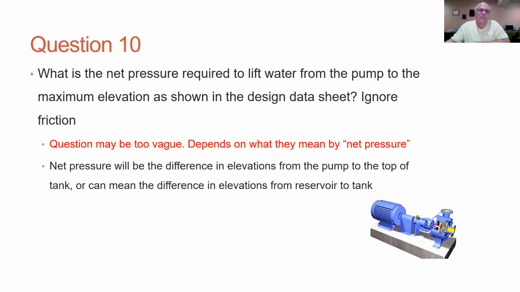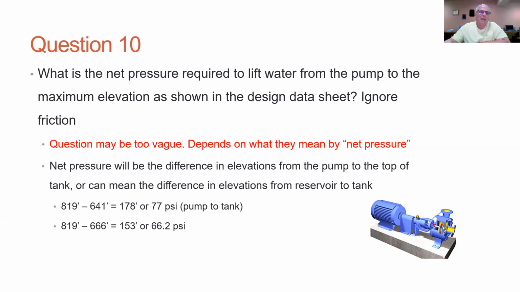Net pressure is going to be the difference in elevation from the pump to the top of the tank. But it could also mean the difference in elevation from the reservoir to the tank. I'm going to pick one and go with it. I'm going to take the 819, the top of the tank, minus the 641, which is the center line of the pump, and subtract them. I'm going to come up with 178 feet of head. When I convert that to pounds per square inch, I'm going to get 77 PSI. Now that's the difference in elevation from the pump to the tank. So 819 minus 666 would be 153 feet, or 66.2 PSI. That would be the work done from the reservoir to the tank.